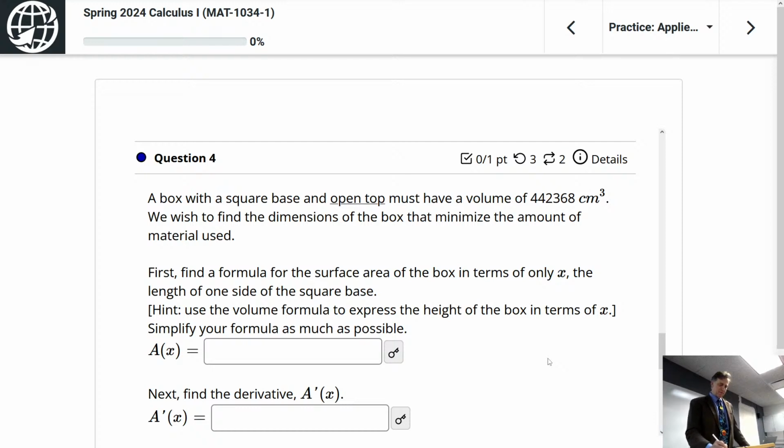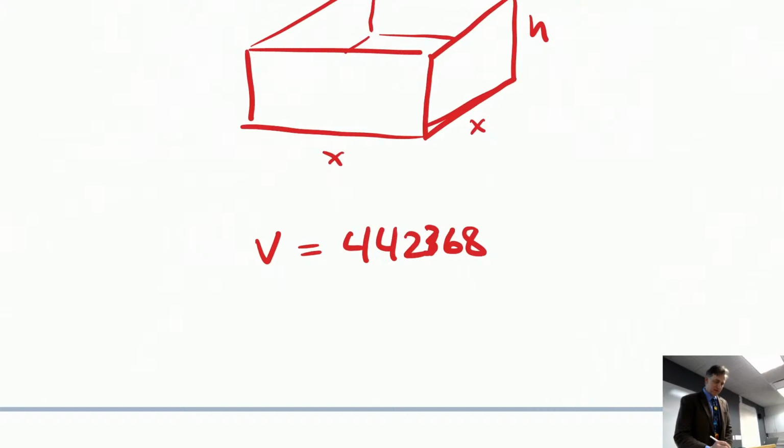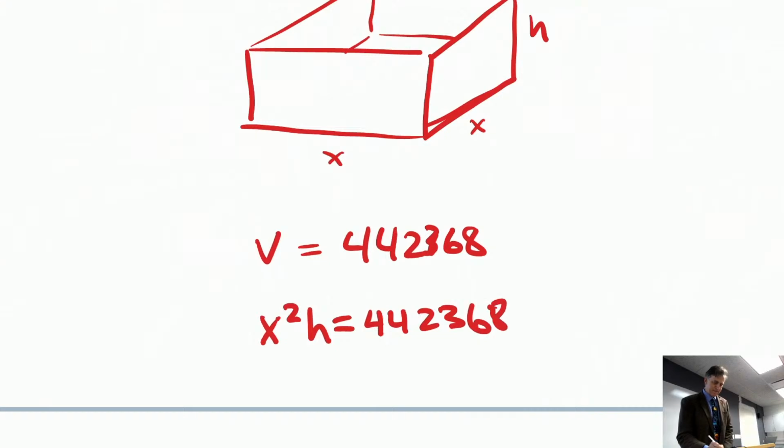Why such a weird number? I don't know. It's like a random number. There it is, 442368. That's the volume. So I'll write that down and I'll put it here. And we know the volume formula for a box. That's easy. Length times width times height. And so that's going to be x squared times h, in my case is 442368.